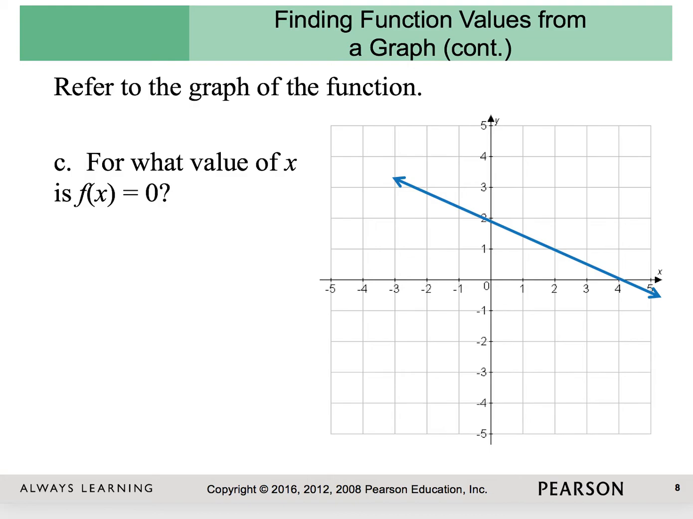Okay. For what value of x is f of x equals 0? Remember, f of x is y. So for what value of x is y 0? Okay. So y is 0 right here. So x is 4. Y is 0. Remember, f of x is y.